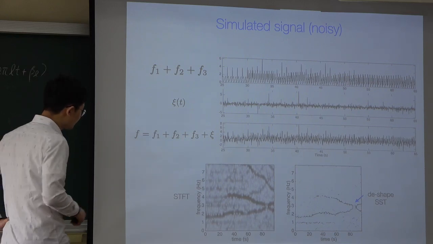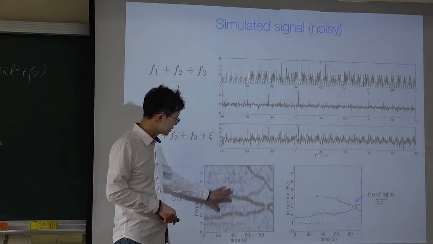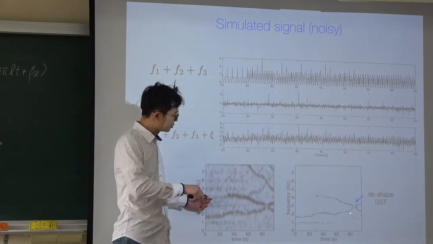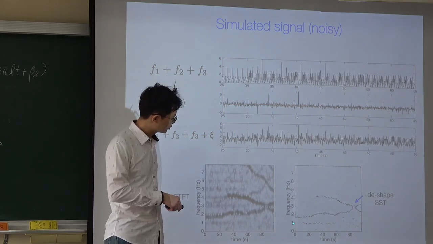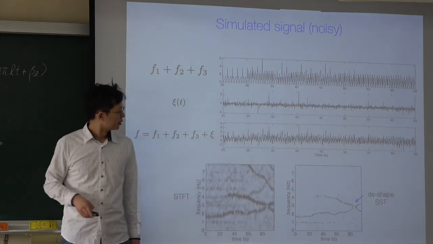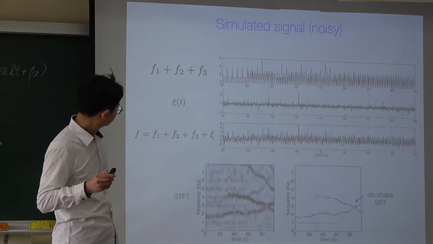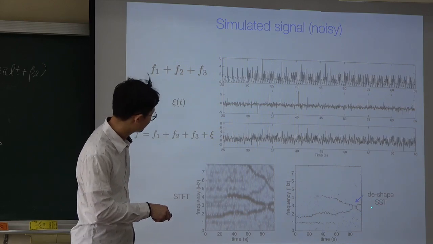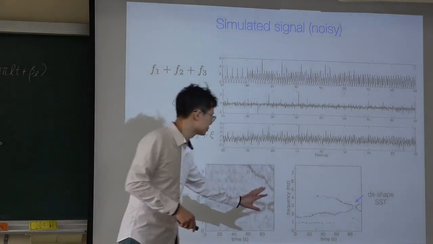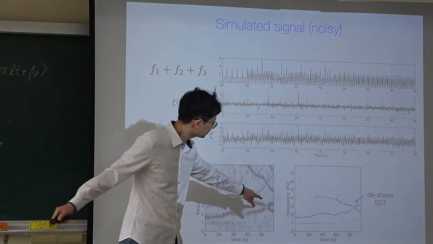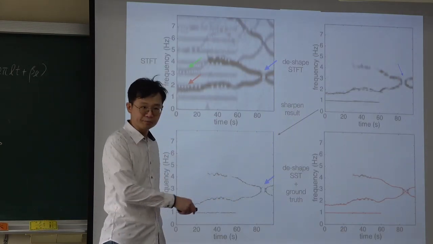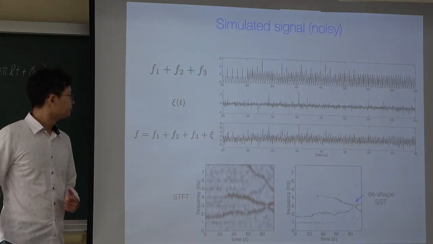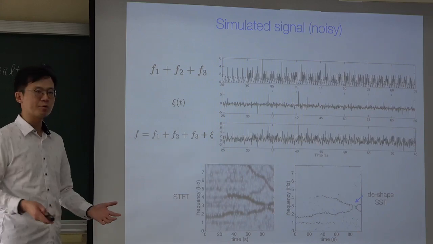What can you get? This is the short-time Fourier transform spectrogram. You can see, like before, but now it's more complicated. And now, this is the deshaped short-time Fourier transform, which looks quite good, isn't it? Oh, I haven't shown you the deshaped short-time Fourier transform, I only showed you the deshaped synchrosqueezing. But anyways, you can see this. And if you compare with the ground truth, it recovers the ground truth very well. Okay, so now it seems to work well.